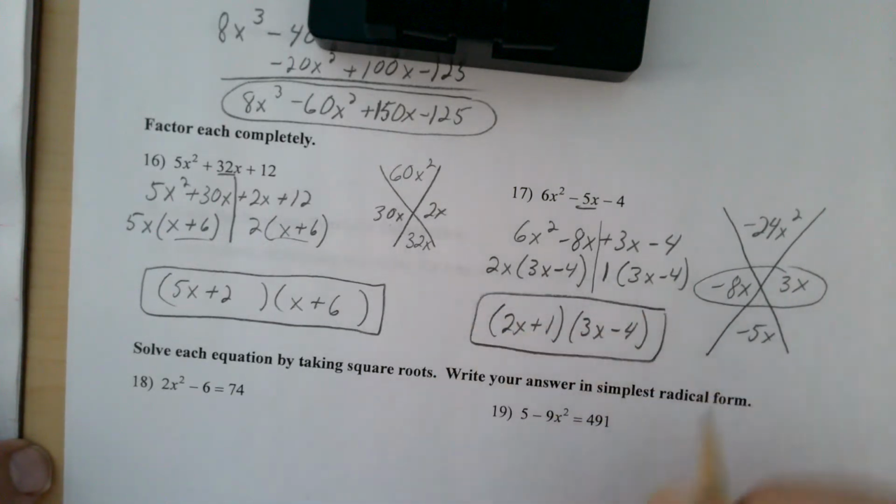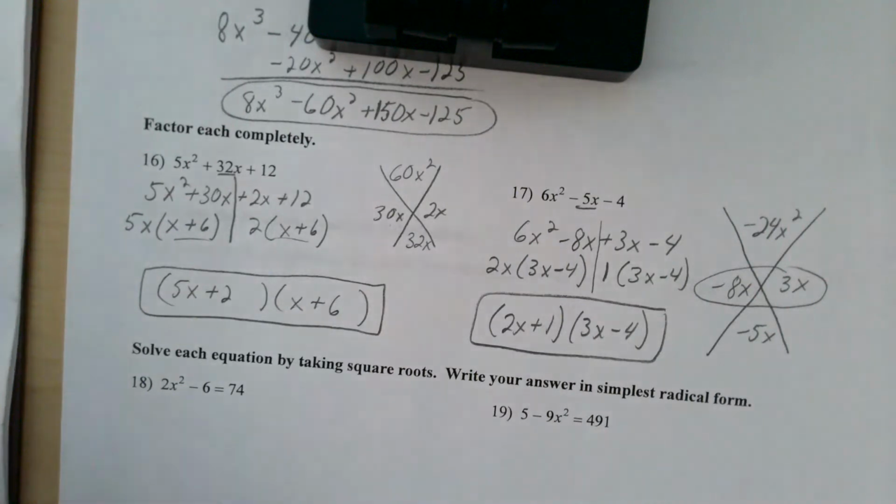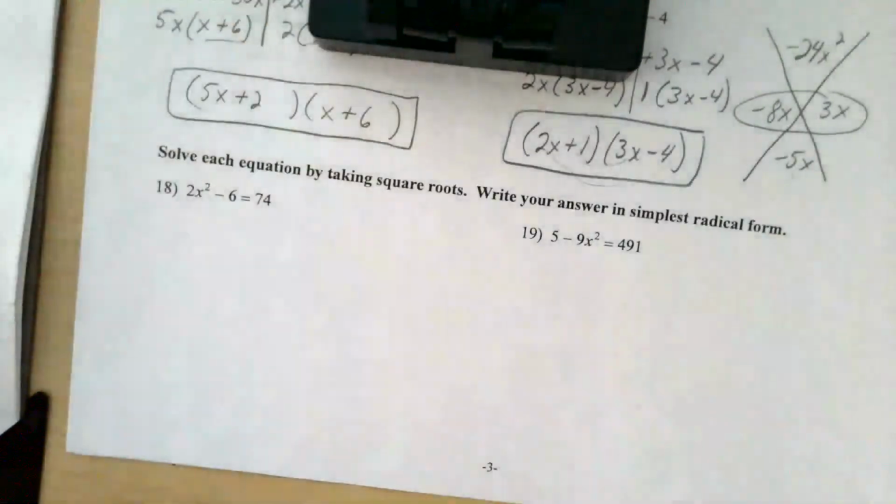And it's always a good idea, especially on a quiz, to take 2 seconds and check. 2x times 3x. Hey, there's the 6x squared I need. Outside, I get a negative 8x. Inside, I get the 3x. Together, of course, is going to add up to that middle term. And a positive 1 times negative 4... a positive 1 times negative 3 is negative 4. It checks by FOIL. Okay, we're almost done.